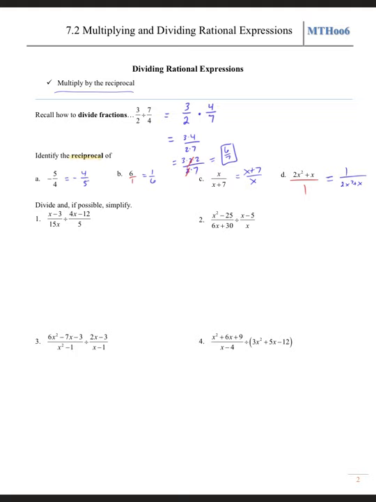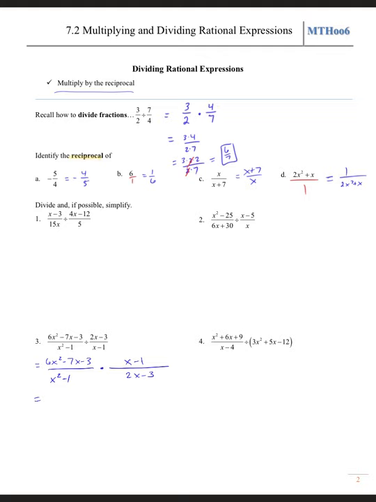Let's look at number 3 together, and then I'll have you do numbers 1, 2, and 4 on your own. So looking at number 3, we want to multiply by the reciprocal. The first thing I do is set it up as a multiplication problem, meaning I'm not going to factor anything this first step. Change it to multiplication and take the reciprocal, which would be x minus 1 over 2x minus 3. Now we're just back to the problems like we did on the first page.